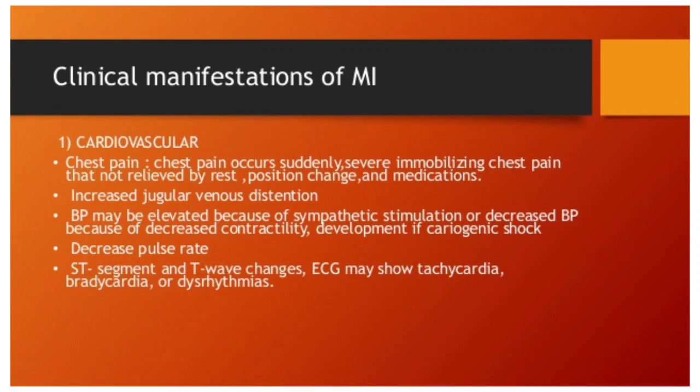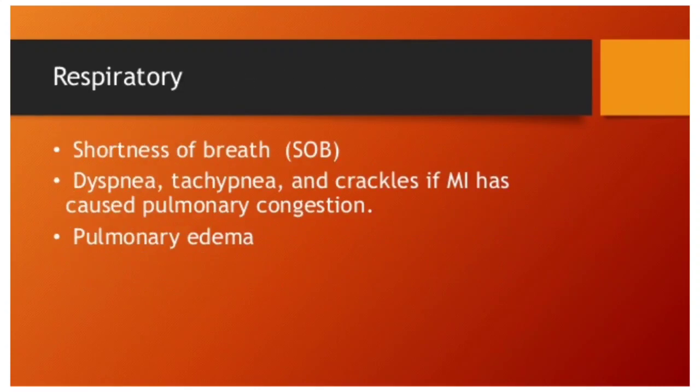Now, ST segment and T wave changes. ECG may show tachycardia, bradycardia or dysrhythmias. Now, the respiratory area. What are the clinical manifestations we can see in the respiratory area? Shortness of breath because of lack of blood supply. The lungs will get reduced blood supply and it will cause shortness of breath. Dyspnea, tachypnea and crackles if MI has caused pulmonary congestion, pulmonary edema.